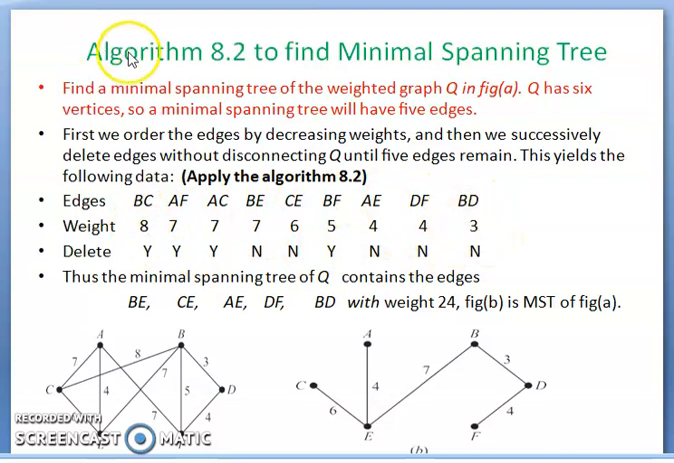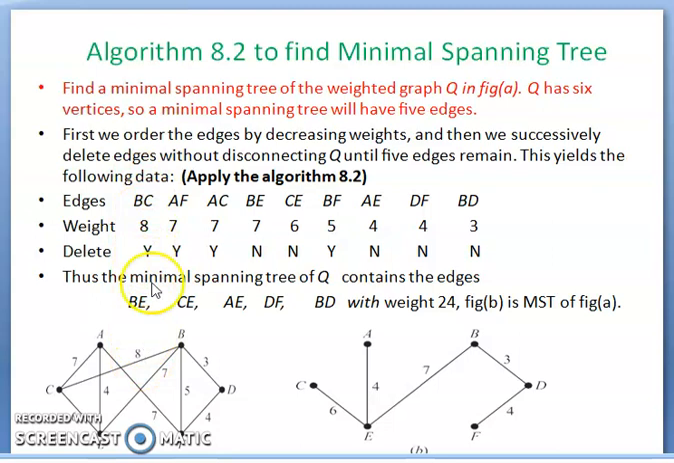According to algorithm 8.2, you delete the highest edge and verify whether the graph is disconnected or not. So, for example, if you take the highest value, BC, meaning this one, and remove this edge, is it a disconnected graph? No. So that's why you remove it. The delete is yes, you delete this particular edge.